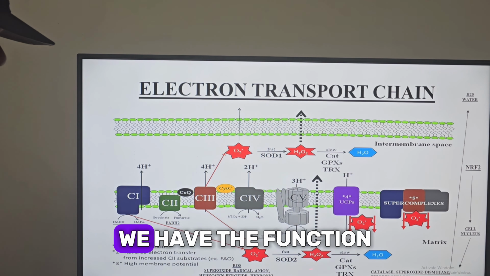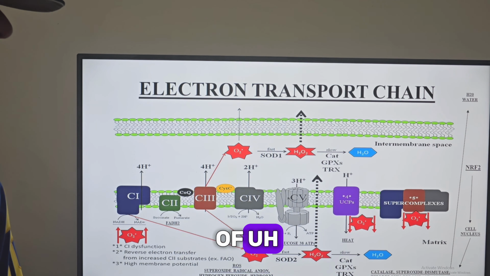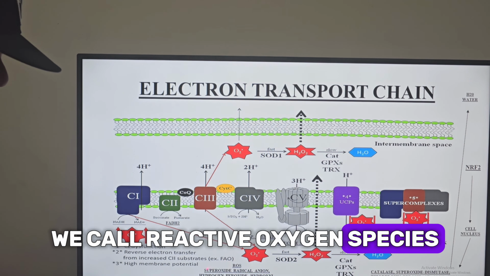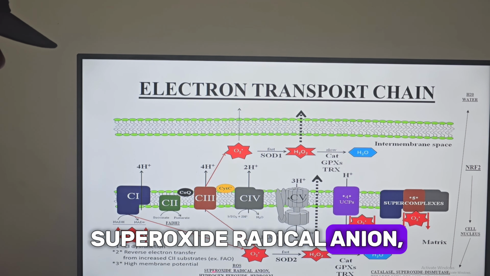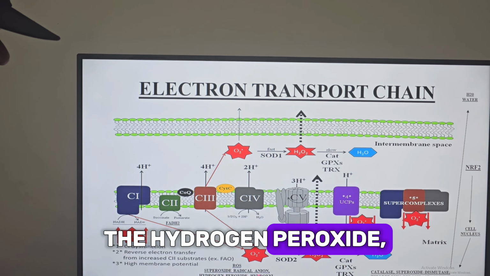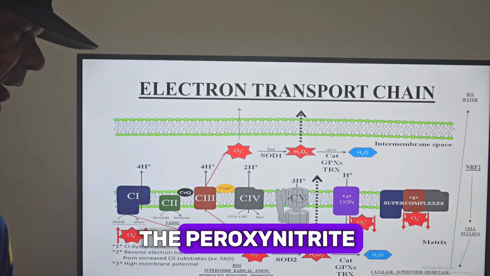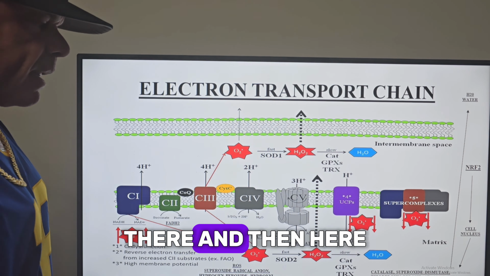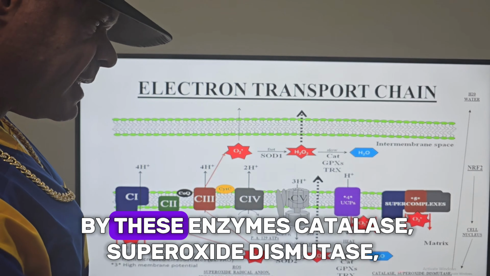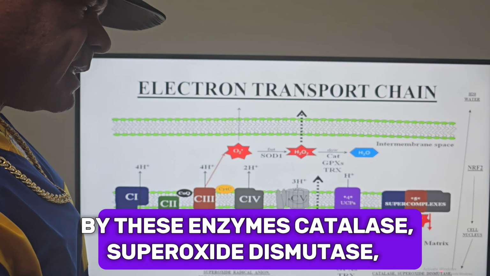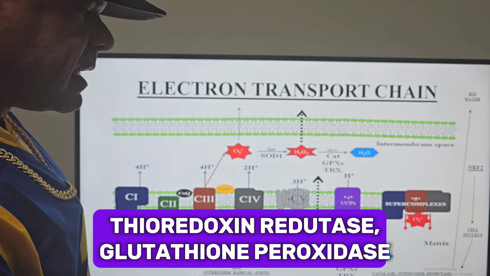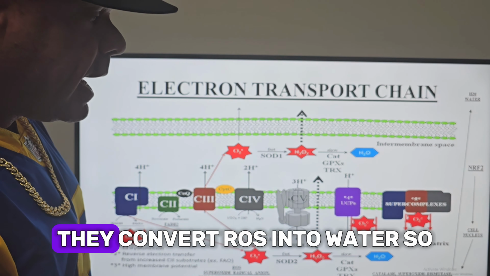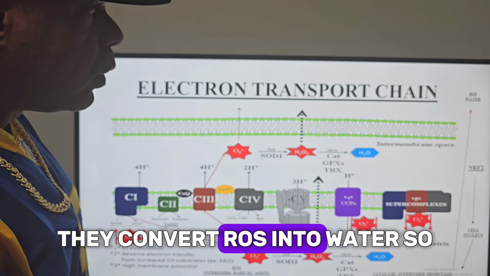Here, again, we have the production of oxidants, we call reactive oxygen species. So you have the superoxide radical anion, the hydrogen peroxide, the hydroxyl radical, and the peroxynitrite. These are the reactive oxygen species that we produce there. And then here, by these enzymes, catalase, superoxide dismutase, thioredoxin peroxidase, glutathione peroxidase, and glutathione reductase, they convert into water.